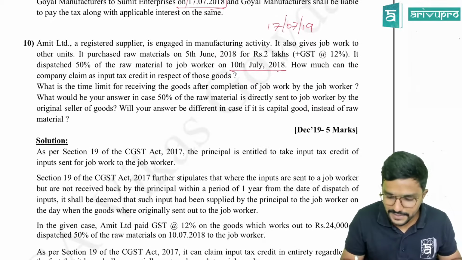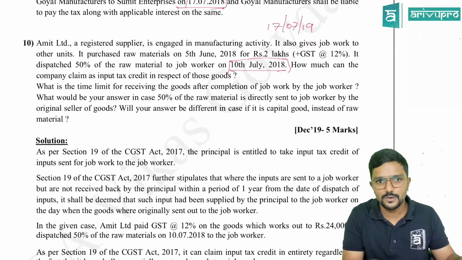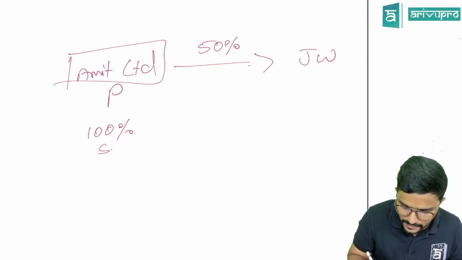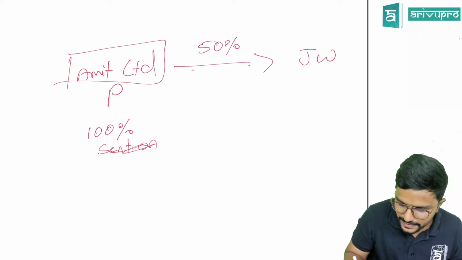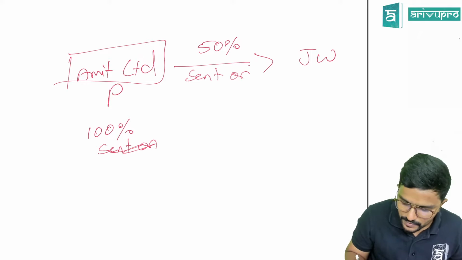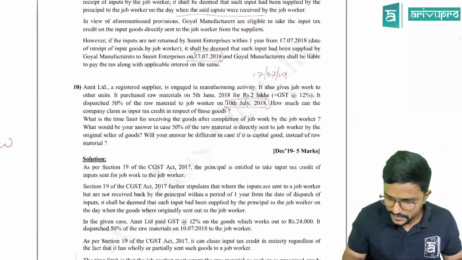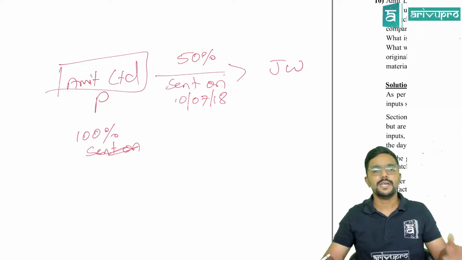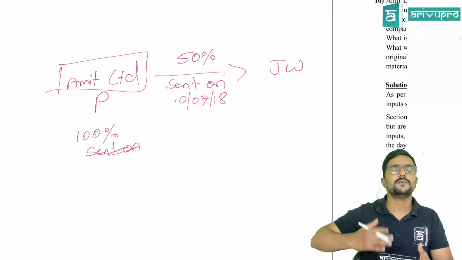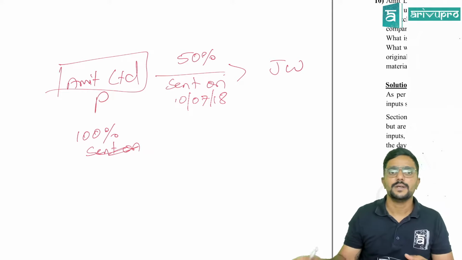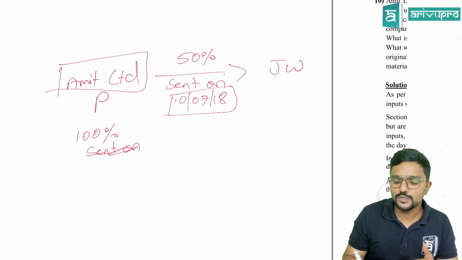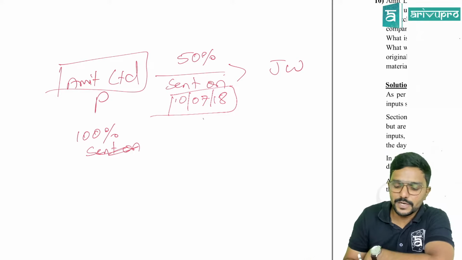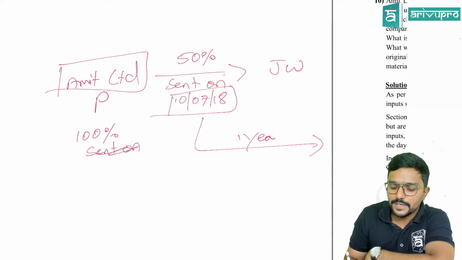On what day the goods are sent, we need to see here, because the principal is sending the goods to the job worker on 10th July 2018. So goods are sent on 10th July 2018. Within 1 year from this date, the goods have to be returned by the job worker. If not, it will be treated as deemed supply on 10th July from the principal to the job worker. Clear? So 1 year will be counted from 10th July.